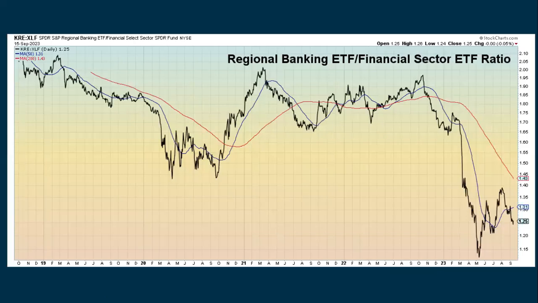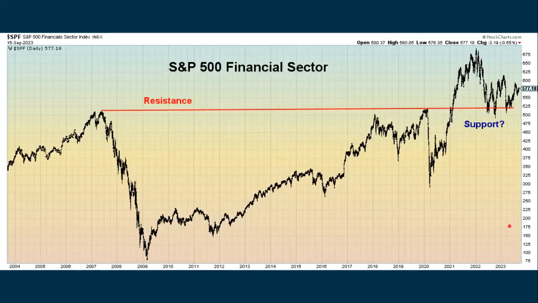And then we look at a regional banking ETF and compare that with the financial sector, just showing that the regional banking ETF continues to really underperform. Then looking at the financial sector, where we broke out here, what was once resistance now becomes support. And as we've been coming back down, we're wondering, will this level provide support? It's been doing that before, but right now we're still far away from that level, so I haven't been showing this.